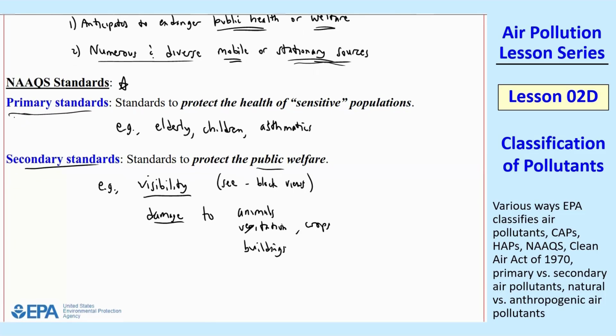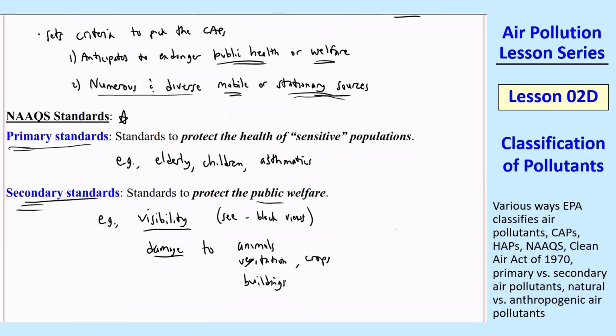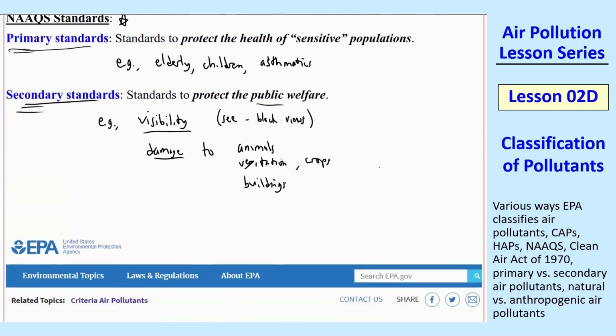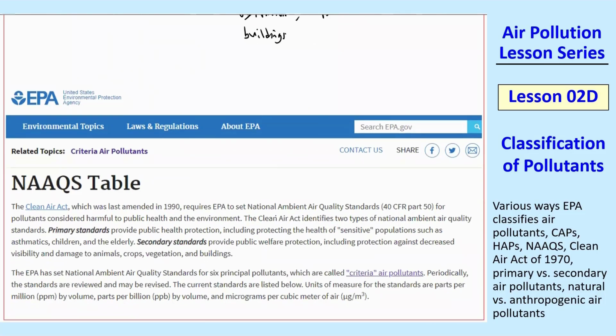So again, we use the same words primary and secondary, but these are based on the standards. The former primary and secondary was primary, meaning produced directly into the atmosphere, emitted into the atmosphere, whereas secondary was due to chemical reactions after those primary air pollutants were introduced. Now you can go to EPA and type in NAAQS and you'll come up with this table.